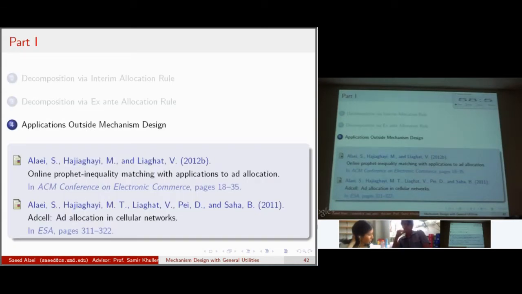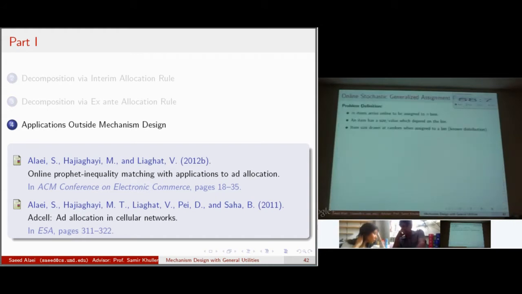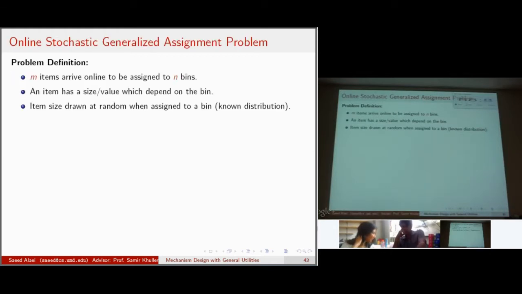Now I'm going to mention one application outside of mechanism design. I won't talk about this in too much detail because it is not related to mechanism design. So this is just one slide. Three minutes. What? Three minutes. So okay, here is the problem definition.